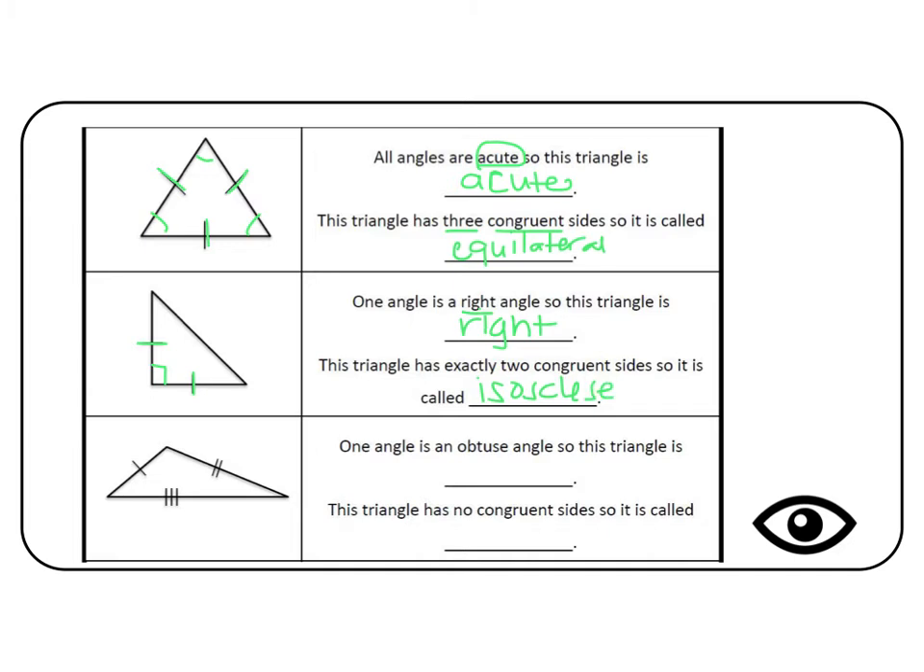Our third triangle has an obtuse angle, so we call it an obtuse triangle. And you can see by these markings, 1, 1, 2, 1, 2, 3, that they are all different. When all the sides of a triangle are different, then we call it scalene. Are you ready to do some triangles with me?